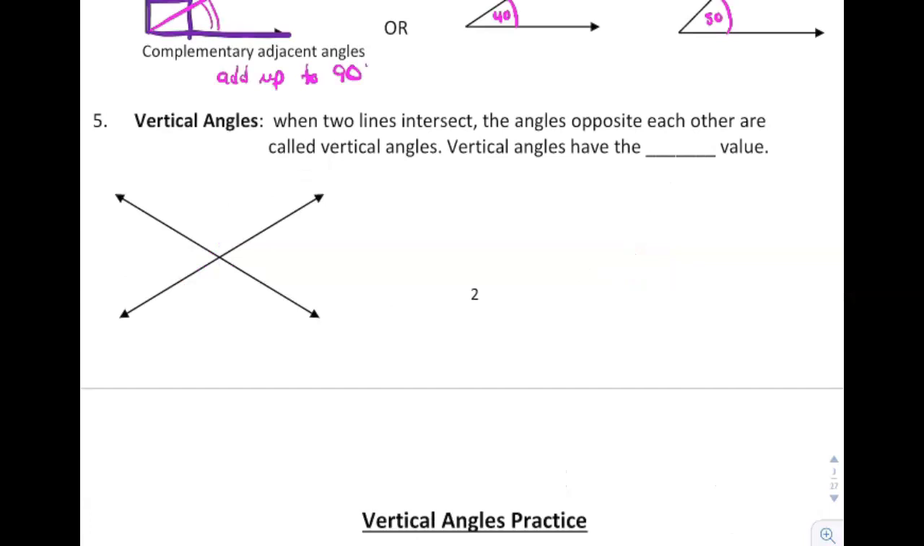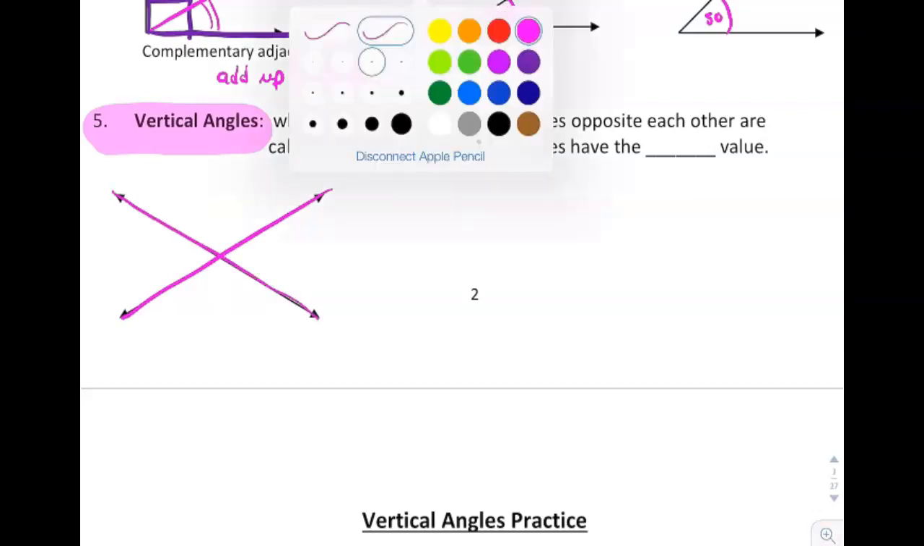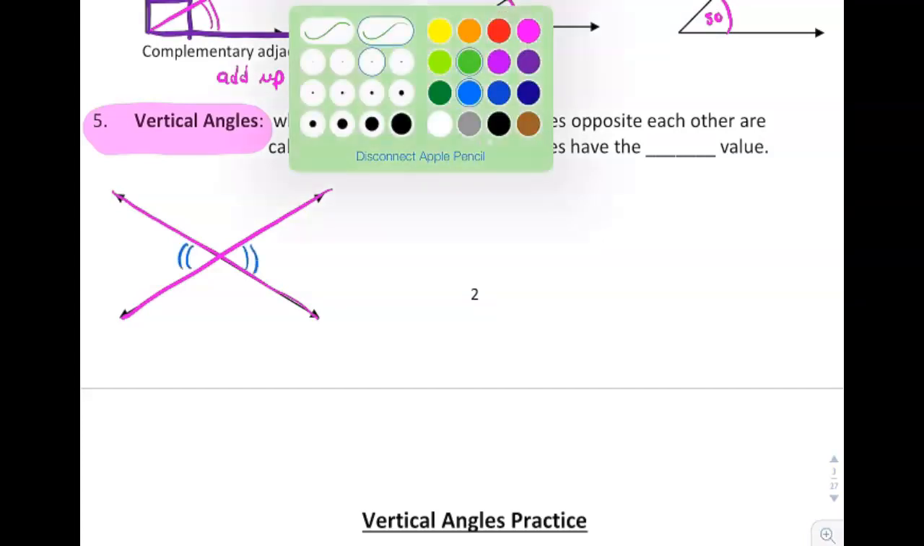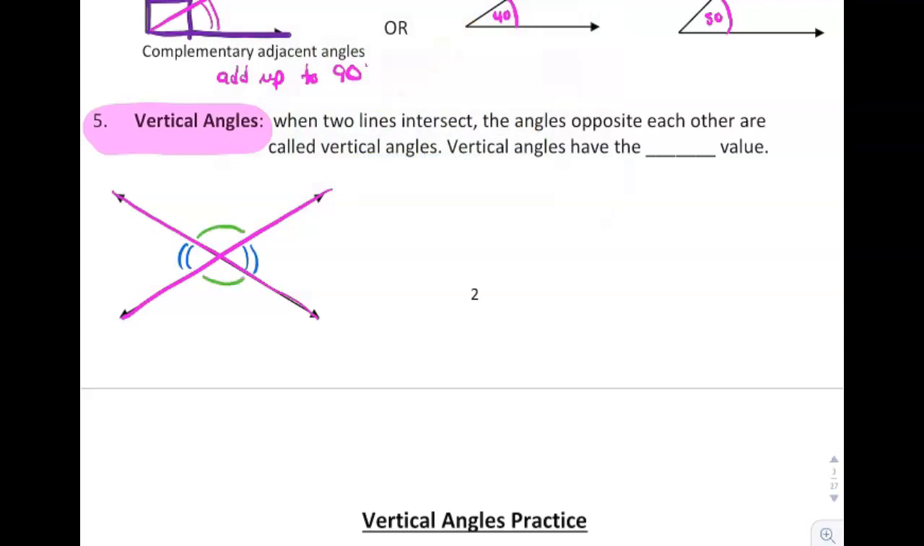And the last topic we'll touch upon is vertical angles. We'll talk more about that next class, but I'll introduce it right now. Vertical angles are when two lines intersect. So you have the situation right here, kind of forms like an X. And the angles that are opposite each other are vertical angles. So you could say that this one is vertical to this one, or you could say this one is vertical to this one. And when that's true, vertical angles have the same value. So if this was 100 degrees, so would this one.